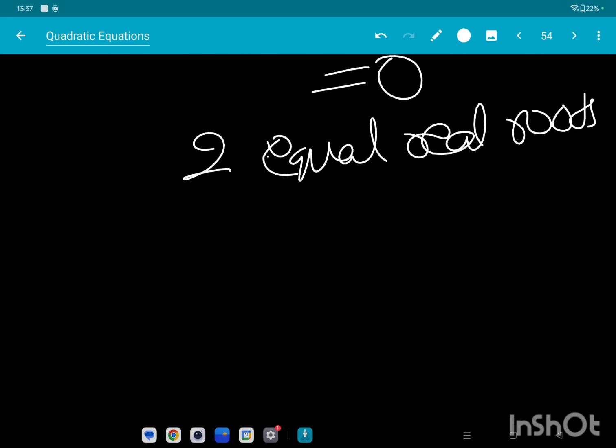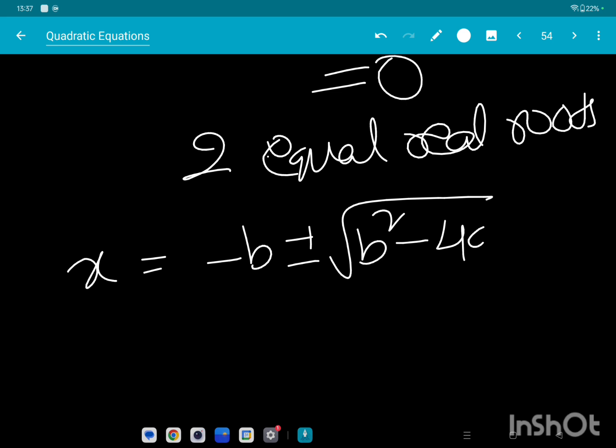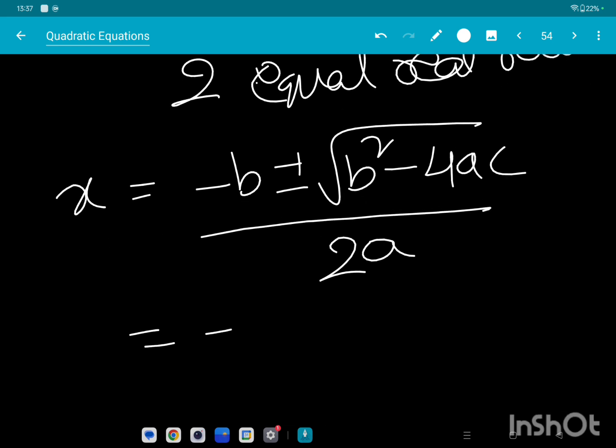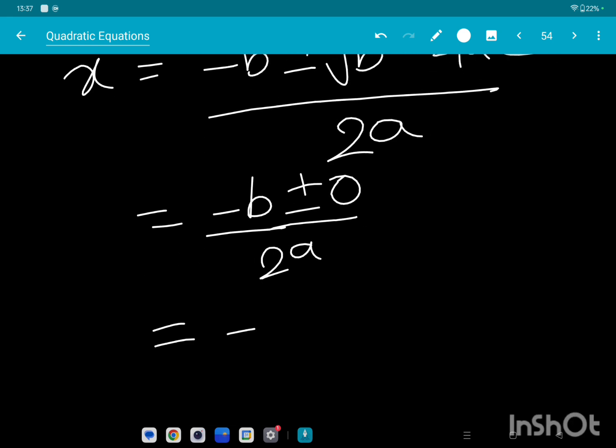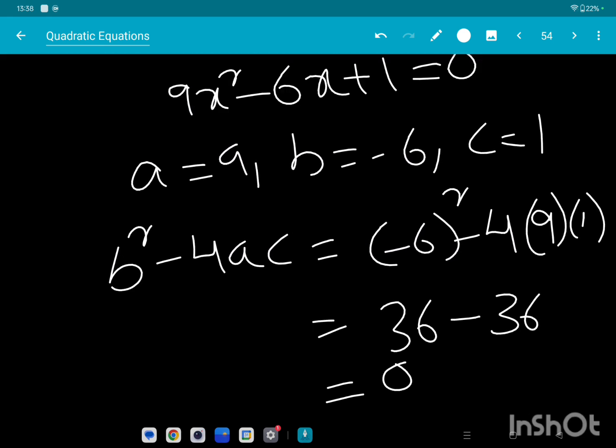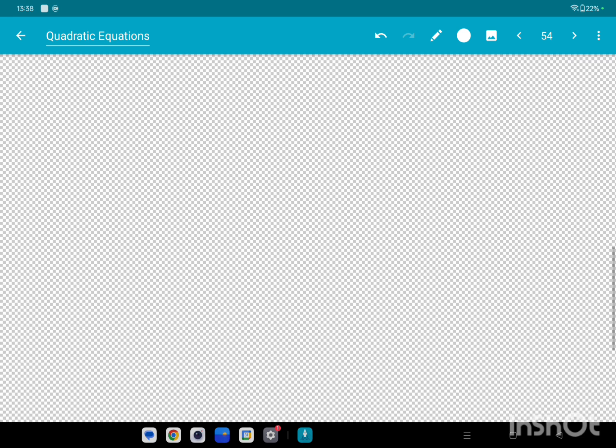So I will directly find the roots by the formula: x = (−b ± √(b² − 4ac)) / 2a. I already know the value of b² − 4ac. What is the value of b² − 4ac? It is 0. So the real roots are (−b ± 0) / 2a. So I will write it as −b / 2a. What is the b value here? b value is −6 and a value is 9.